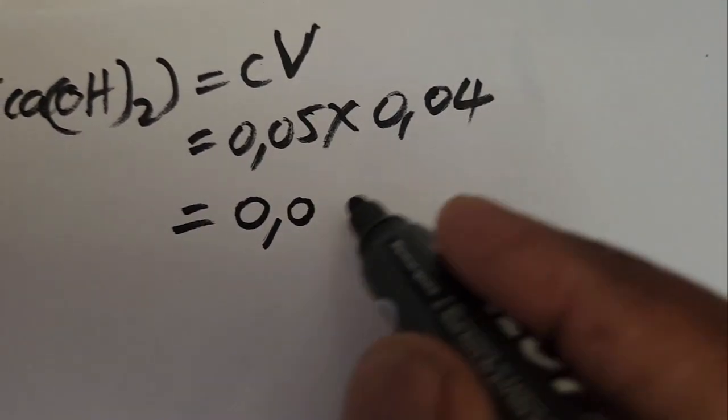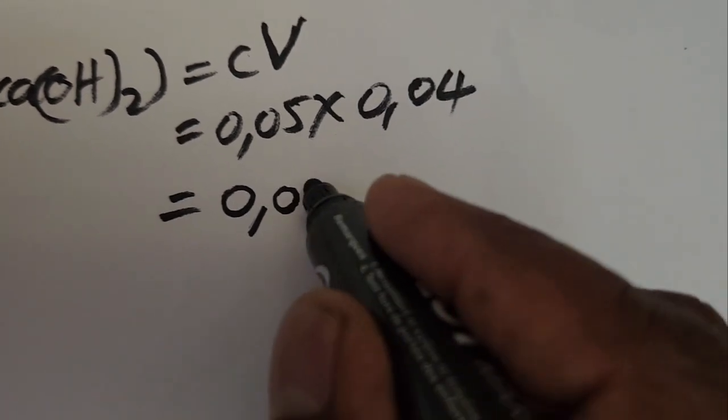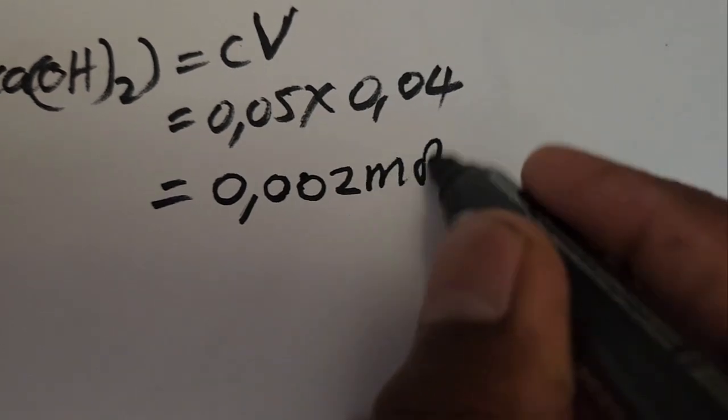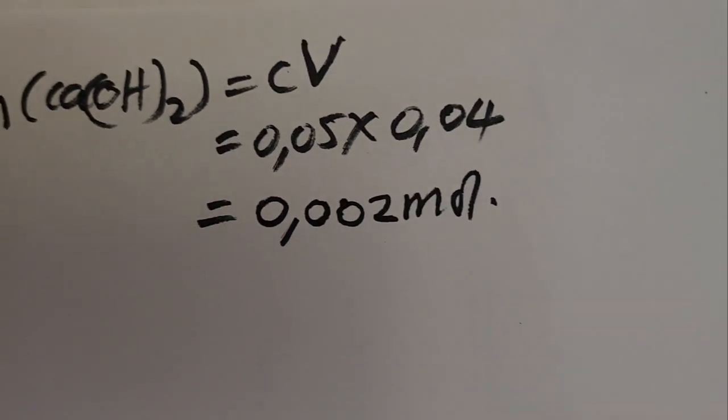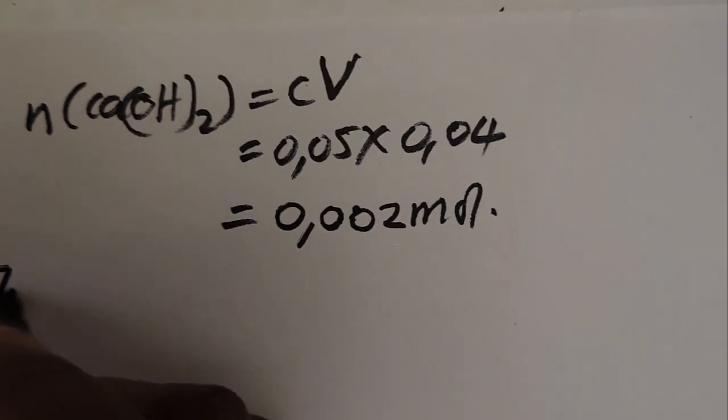This one, this is 0.002. I think that will be the case. 0.002 mole. Fine, then that will be the answer that they wanted. 7.2.3.